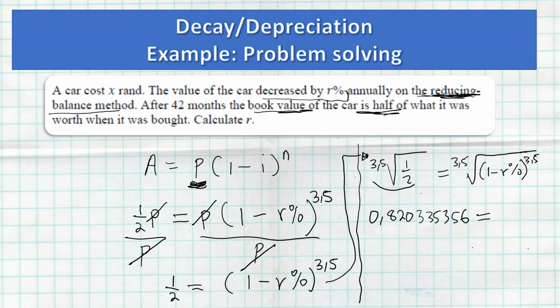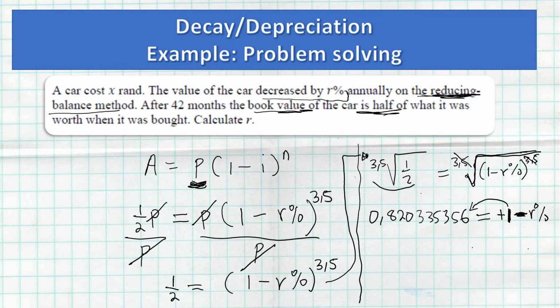0.820335356 is equal to, here when we apply the 3.5 root, this one will cancel out that one, and we'll be left with 1 minus what? Minus R%. Let me not put it in brackets. To solve for R, I'm going to take 1 to this side. 1 is positive. The mistake that most students make is to assume 1 is negative, but 1 is positive. What is negative is your R. It's minus R%. So 1 is positive.